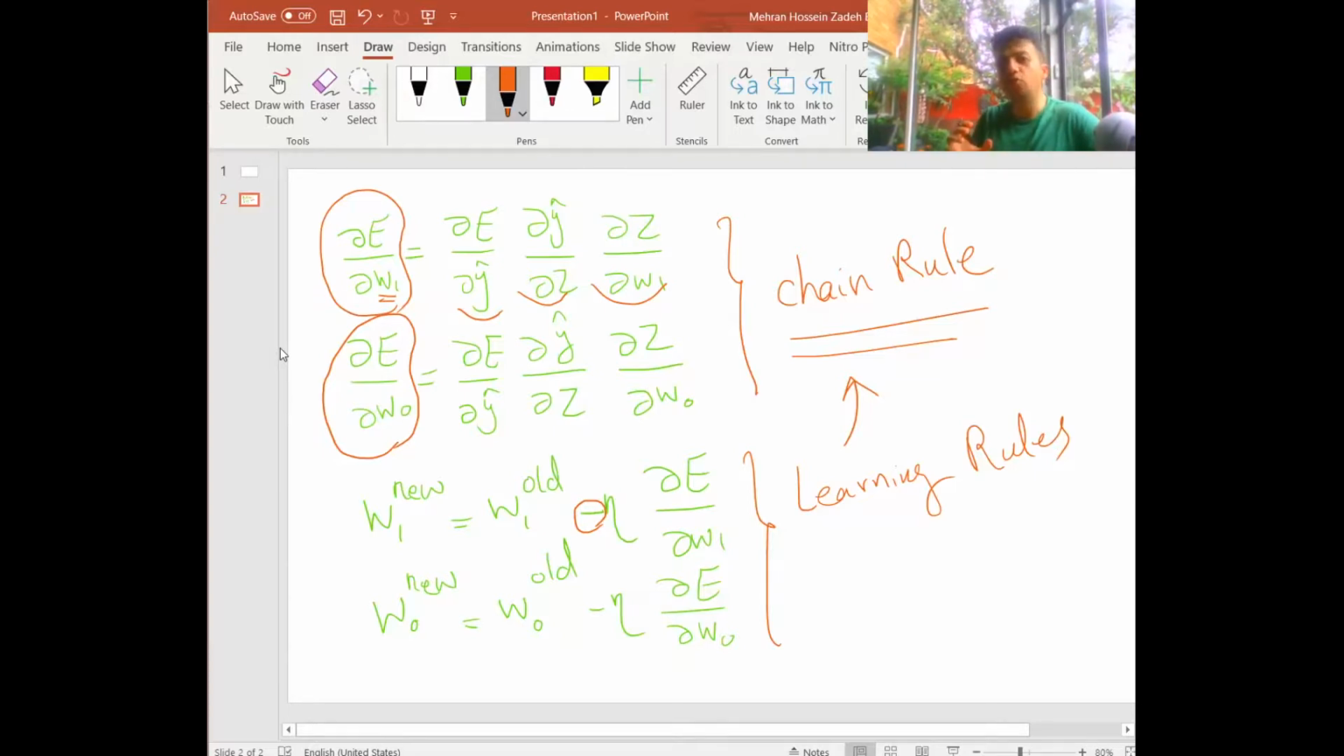Now, if the rate of change is negative, what does that mean? It means if you increase your w, then your error will decrease. So this means that when the derivative of the error with respect to your w is negative, you have to increase your w in order to be able to decrease your error.